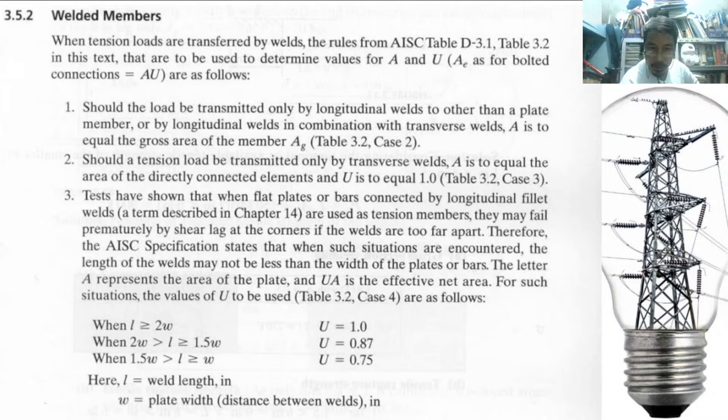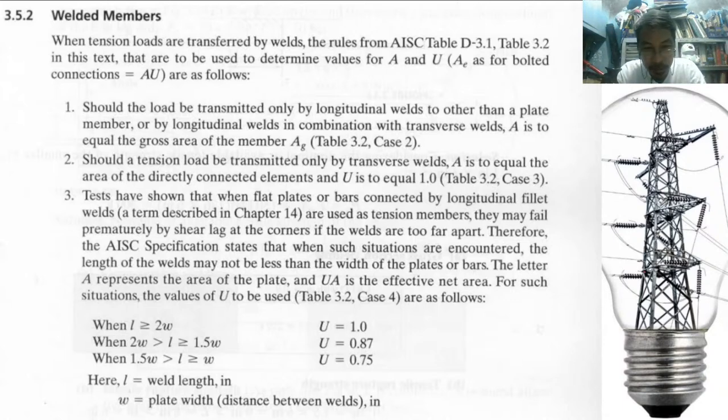Okay. Next, if 2 times W is greater than L, but L is still greater than 1.5 W, the next U in this manner is 0.87. And lastly, if L is less than 1.5 W, but L is still equal or greater than W, meaning L is between W and 1.5 W. So meaning to say, the weld length should not be less than the width of the plate. So that is the conclusion here.